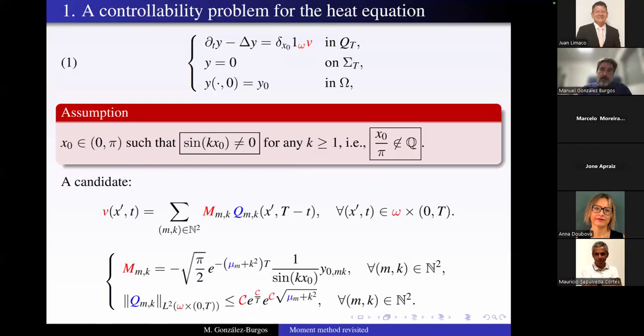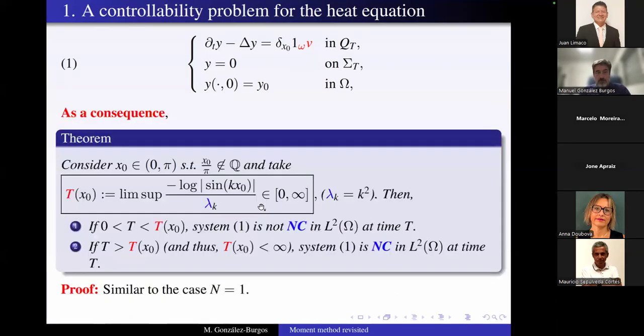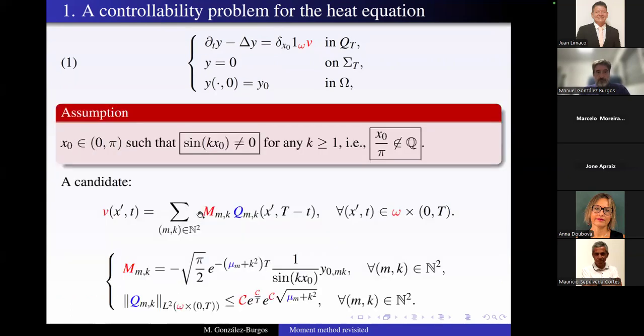I remind you that we had a point x0, where x0 over pi is an irrational number. We had a candidate for solving our problem, V, and the coefficients m and k are given by this quantity, and the norm of q_mk is not too large. It is less than or equal to this quantity here. Then now the question: is this series convergent in L2 of little omega?